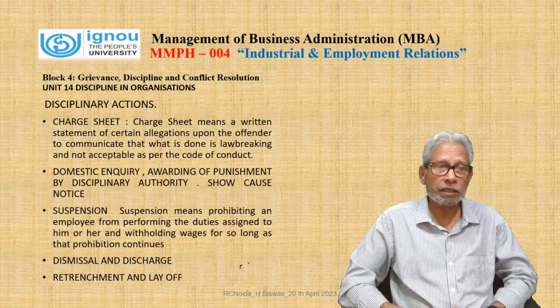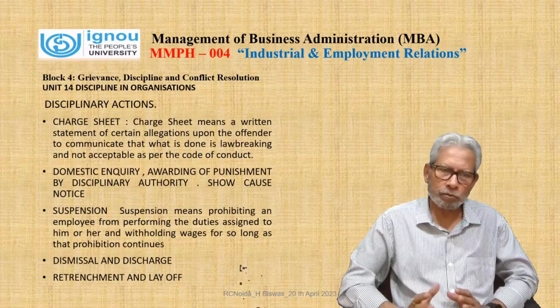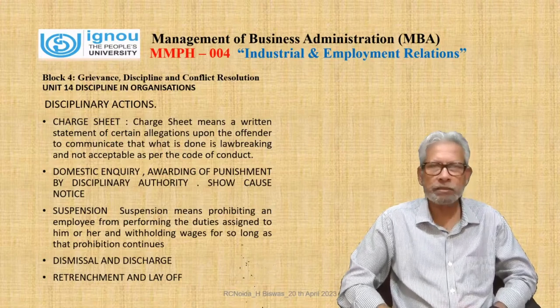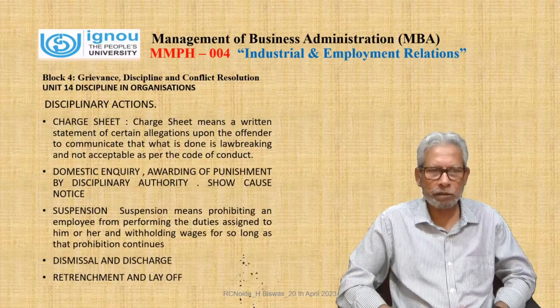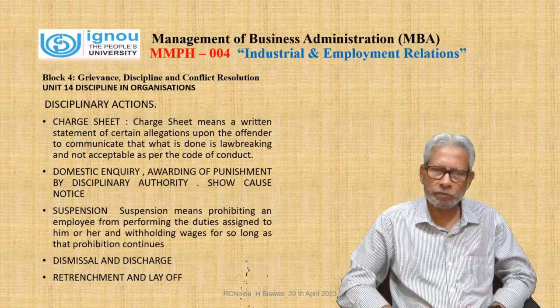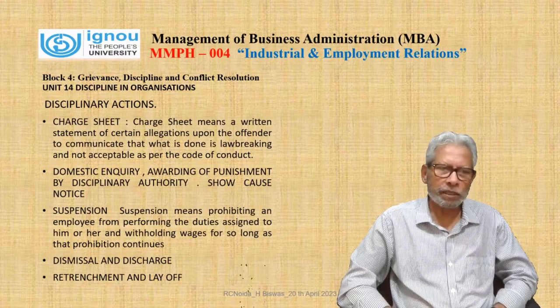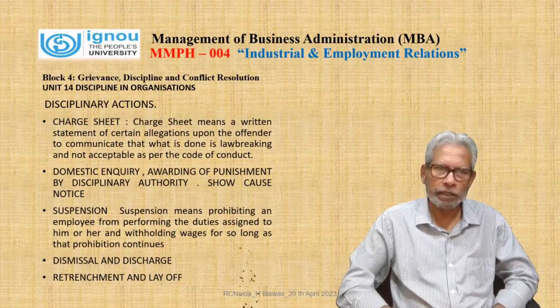What are the actions? Suspension. Suspension basically means prohibiting an employee from performing the duties assigned to him. He cannot do the work. The service is intact unless it is shut out, but suspension may be 1 month, 2 months, 15 days, whatever. So he cannot perform the work, and wages are withheld so long as the provision applies. Even salary is to be withheld.